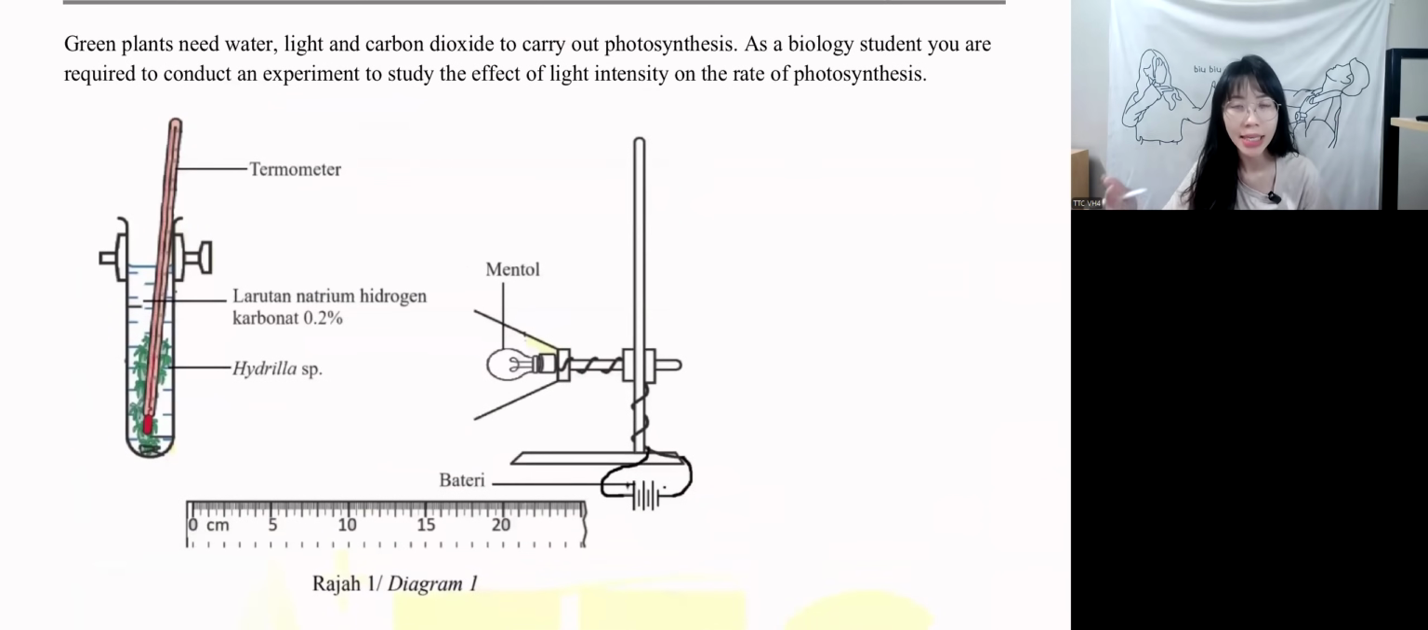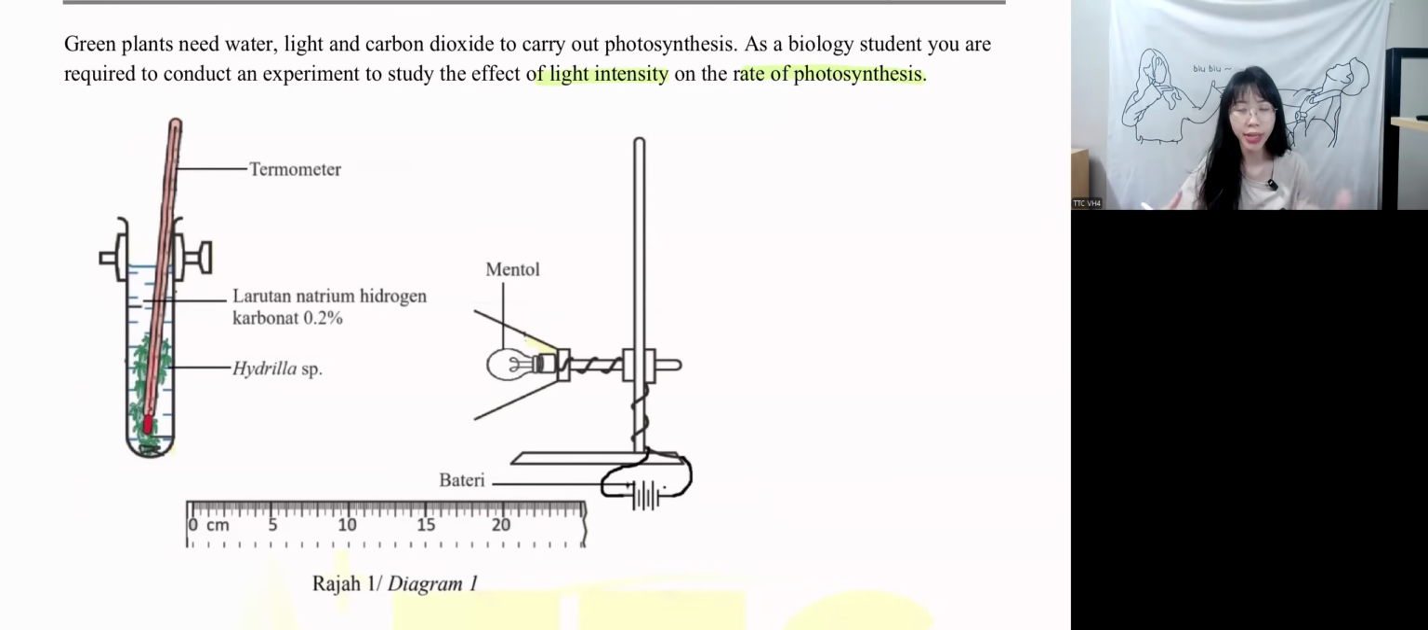The first question here is the voltage of batteries that affects the rate of photosynthesis. It says, green plants need water, light, and carbon dioxide to carry out photosynthesis. As a biology student, you are required to conduct an experiment to study the effect of light intensity on the rate of photosynthesis.